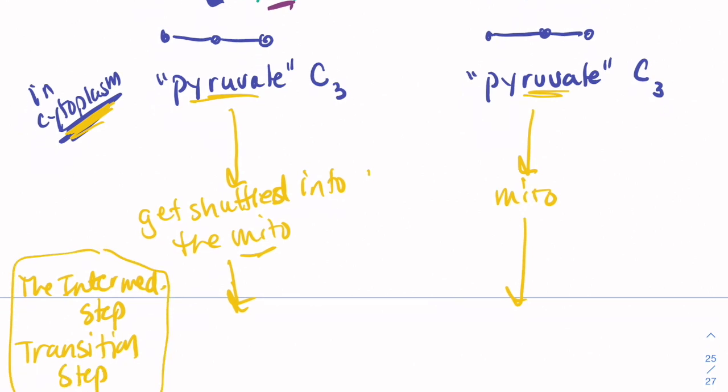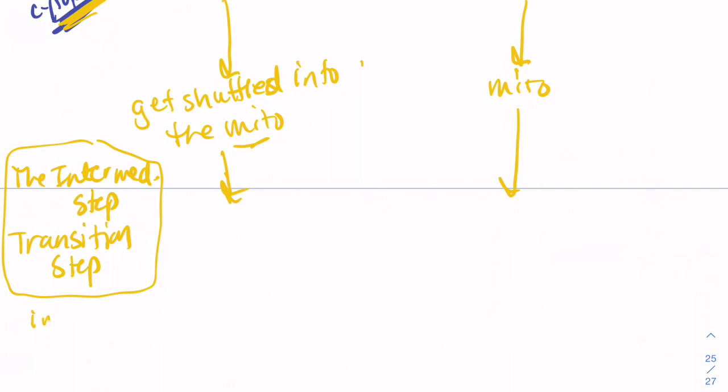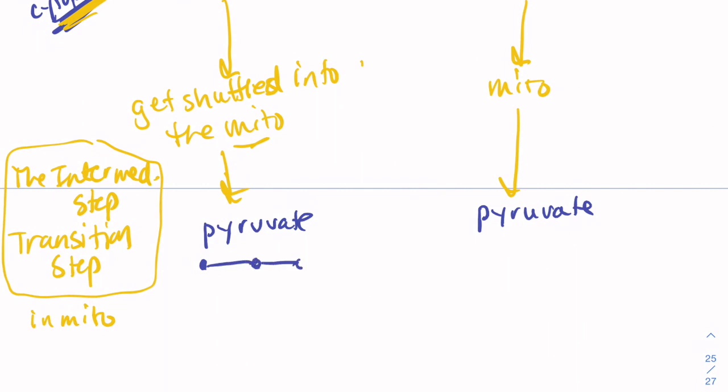So the transition step occurs in the mitochondria, and it begins with pyruvate. So it begins with pyruvate, and remember we have 2 of them. So I'll just keep drawing 2, and they are 3 carbon molecules.